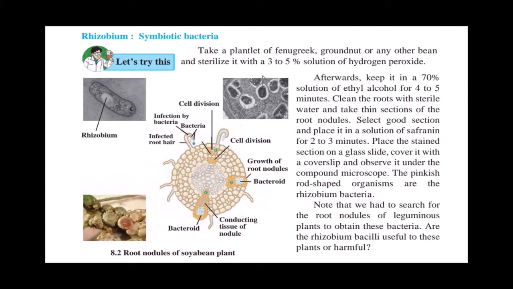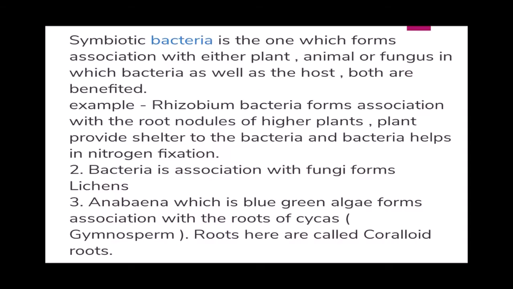Today, we are going to learn about Rhizobium, a symbiotic bacteria. Symbiotic bacteria is the one which forms association with either plants, animals or fungus in which bacteria as well as the host both are benefited. Example, Rhizobium bacteria forms association with the root nodules of higher plants. Plants provide shelter to the bacteria and bacteria helps in nitrogen fixation.